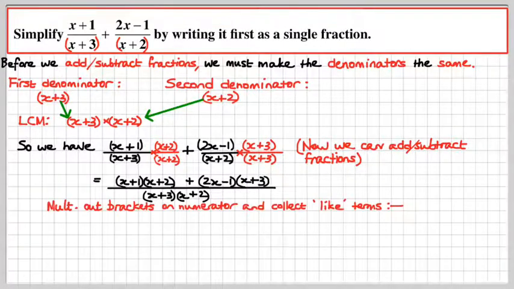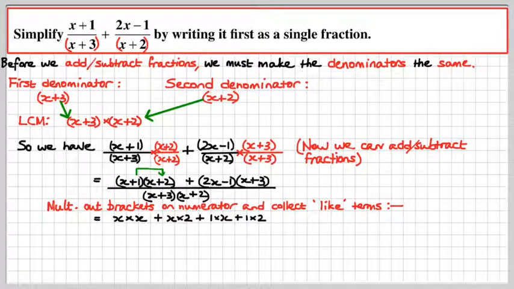Well, let's just do it to make sure we do get it. We'll multiply the brackets out on the numerator and collect like terms. Now, see the green arrow? What's that going to get you? Yes, that's right, x times x. This one's going to get you 2 times x, or x times 2. This one's going to get you 1 times x. This one's going to get you 1 times 2.